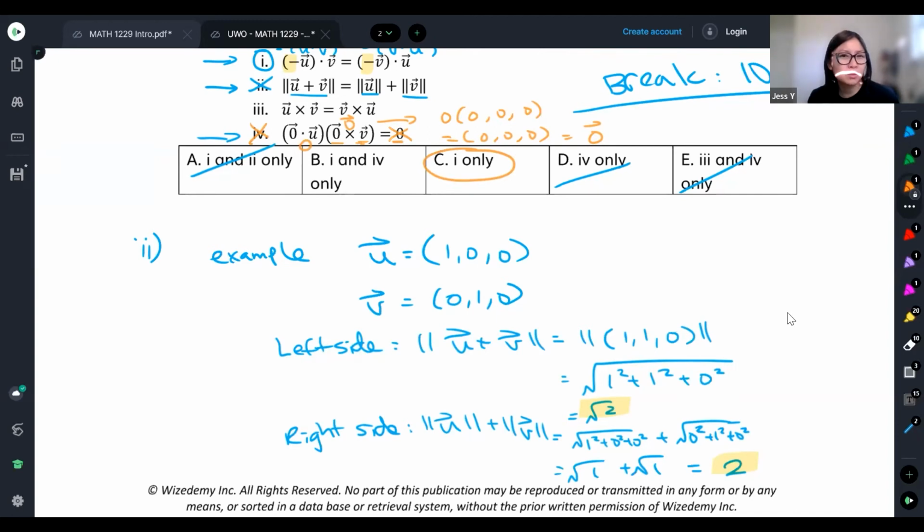Any questions about this one? I know this one can be a little tricky, especially number 4. Always remember what you're doing. Do you have a number or do you have a vector? Always ask yourself that when it comes to zeros. All right.